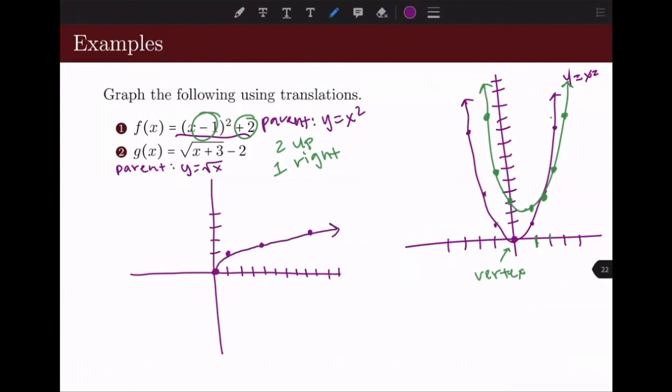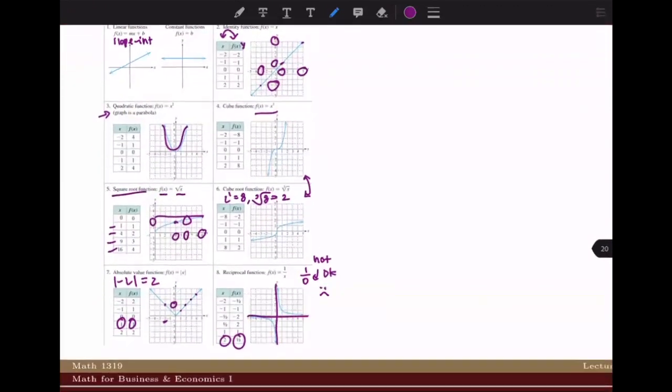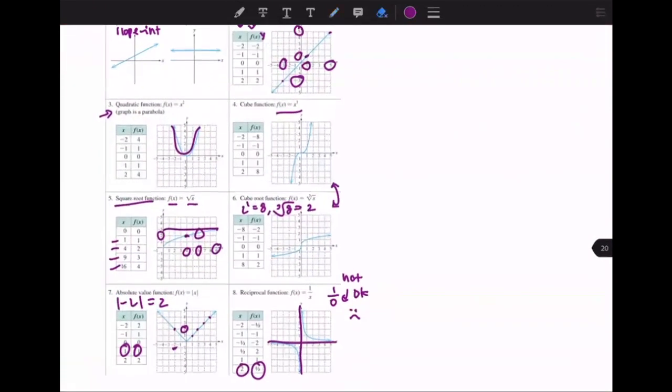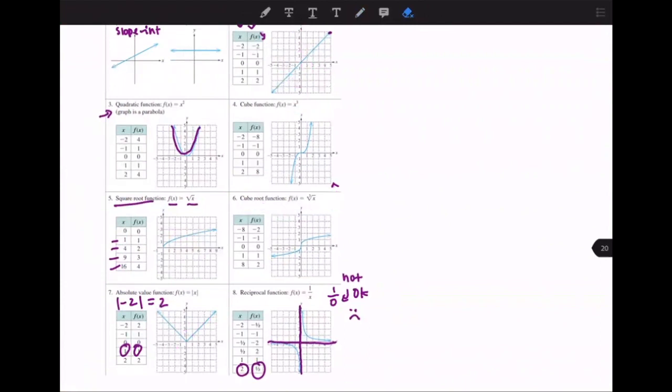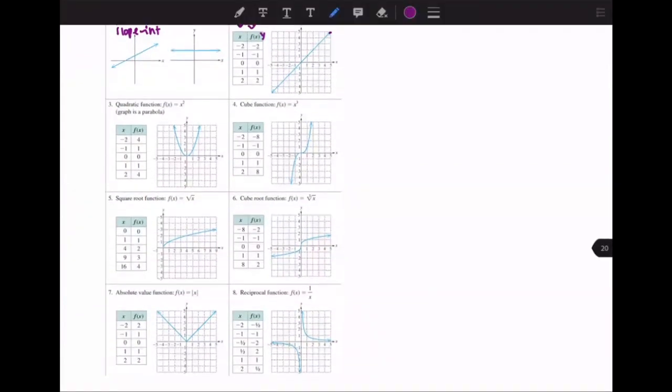Y equals the square root of x. And remember, I'm just getting these parent functions from this spreadsheet up here that you have access to per this lecture note. So you can always come back and look at this nice little table if you forget what the parent functions look like, okay? So the square root of x was this function here, right?